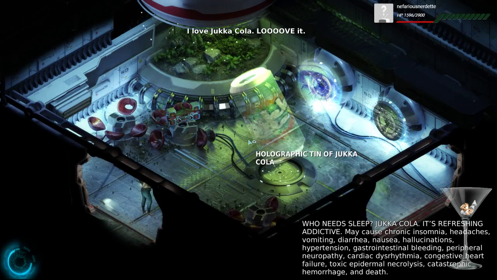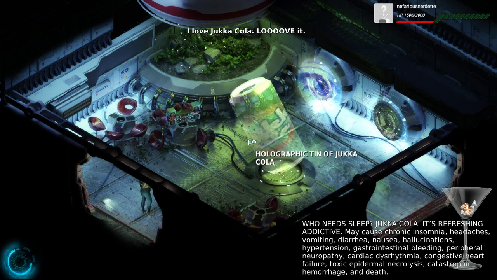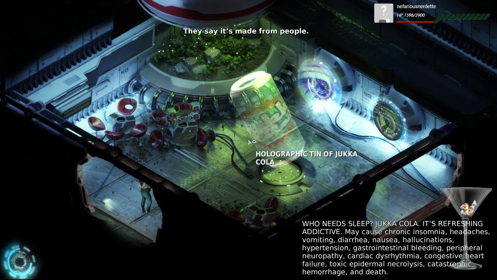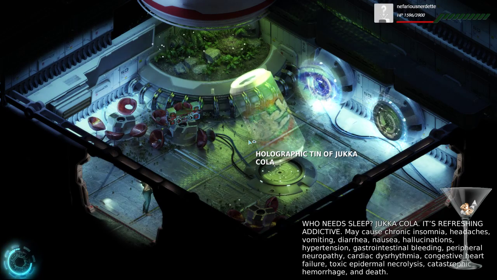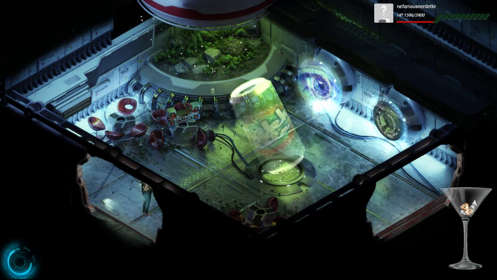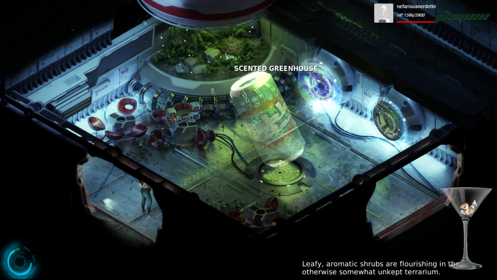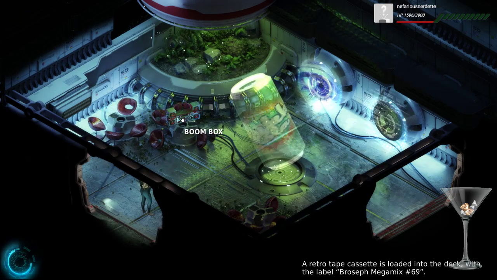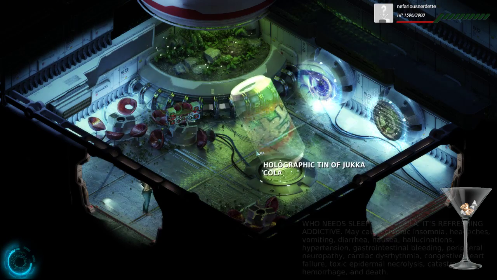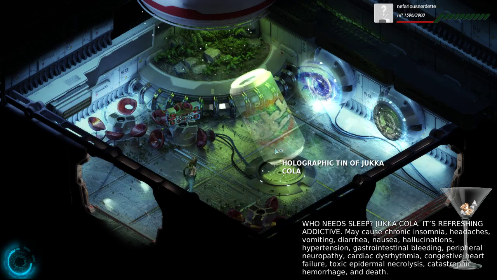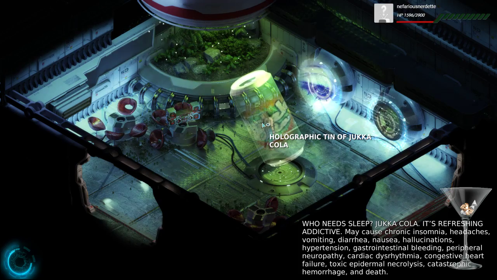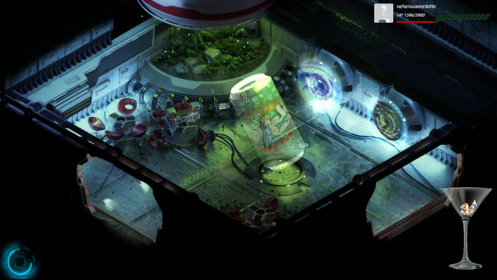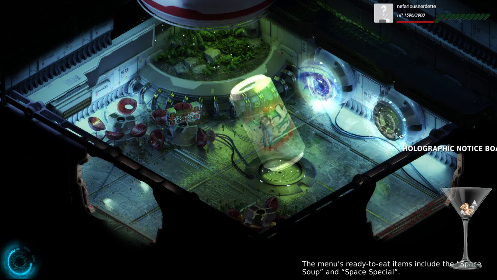I love Juca-Cola. Love it. They say it's made from people. Juca-Cola is made of love and happiness. As dark and fucked up as this game is, like, the little inflections of humor are amazing. Can you drink this giant can of Juca-Cola? Always welcome to enter the human zoo. Yeah, no thank you. I'm good.